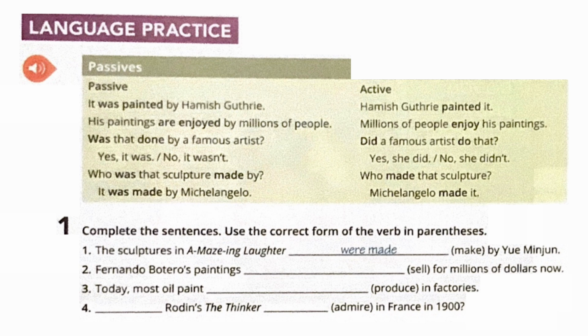Passive. Was that done by a famous artist? Yes, it was. No, it wasn't. Active. Did a famous artist do that? Yes, she did. No, she didn't. Passive. Who was that sculpture made by? It was made by Michelangelo. Active. Who made that sculpture? Michelangelo made it.